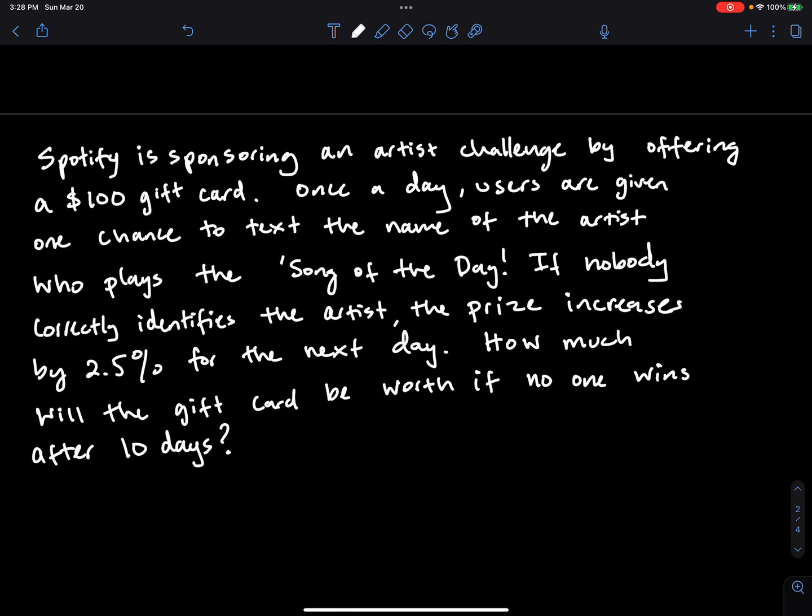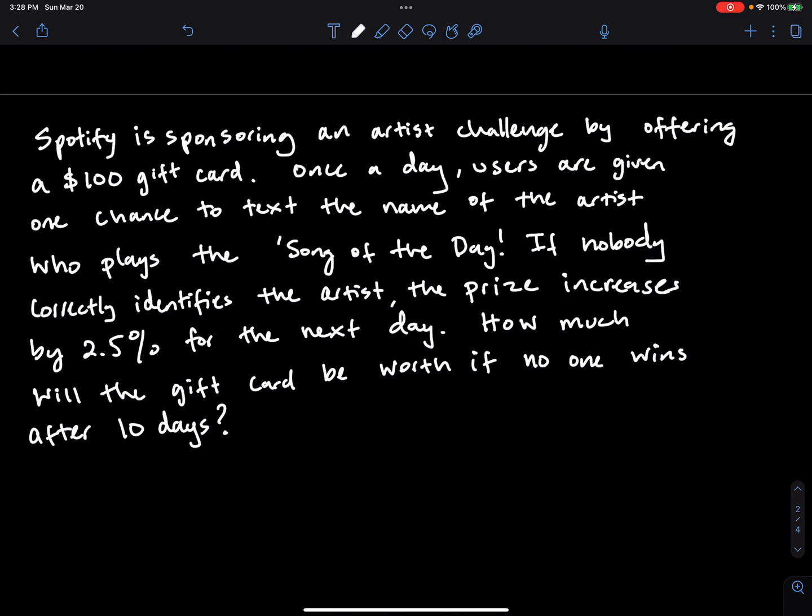So here's an example. Spotify is sponsoring an artist challenge by offering a $100 gift card. Once a day, users are given one chance to text the name of the artist who plays the song of the day. If nobody correctly identifies the artist, the prize increases by 2.5% for the next day. How much will the gift card be worth if no one wins after 10 days?